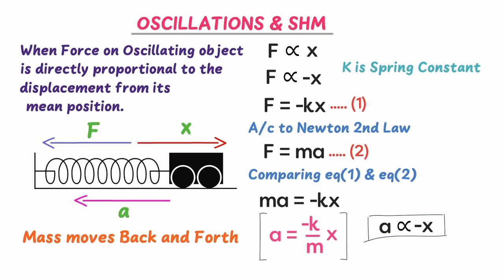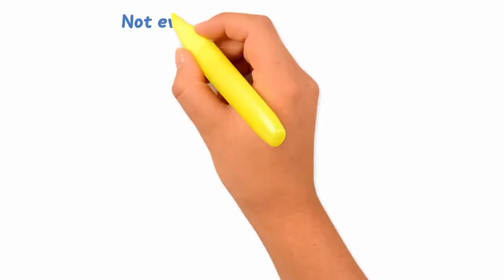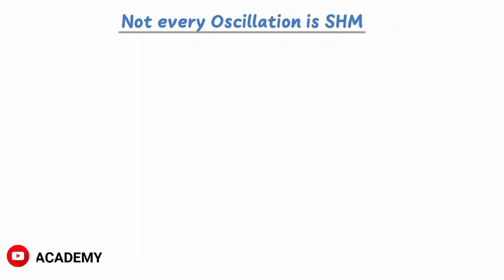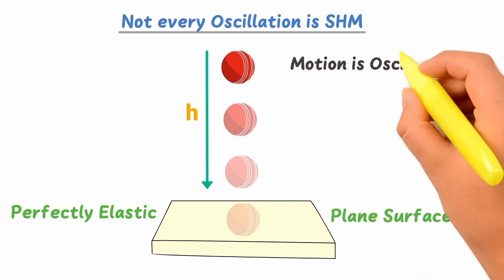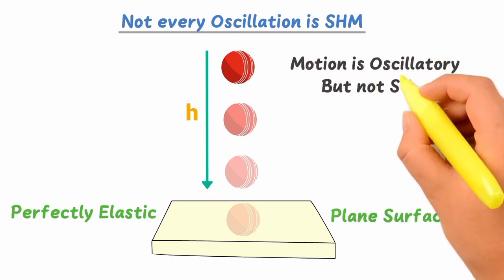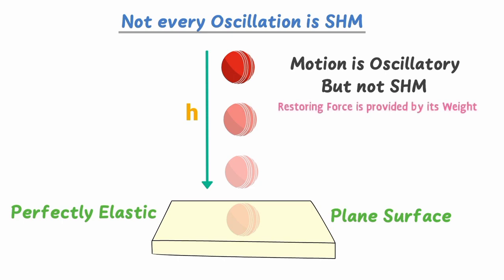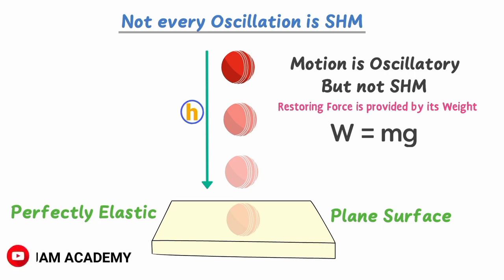Finally, as a bonus tip, let me teach you that not every oscillation is SHM. For example, when you drop a ball from a certain height h on a perfectly elastic and plane surface, the motion of the ball is oscillatory but not SHM. It is because the restoring force on the ball is provided by its weight W is equal to mg, not by the vertical height h. This was all about periodic motion, oscillatory motion and SHM.